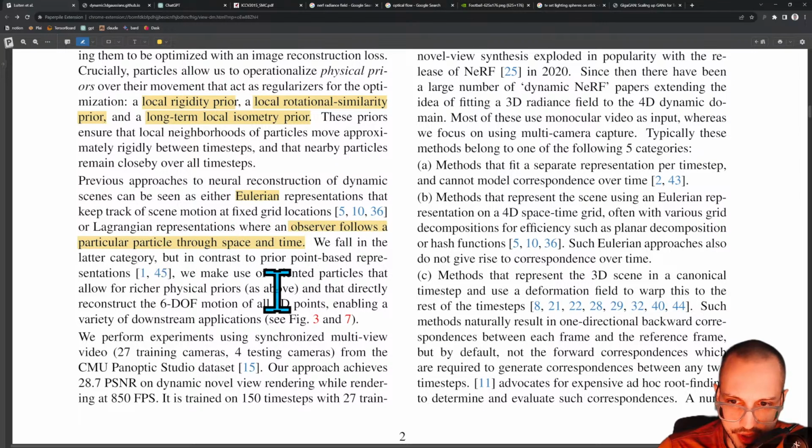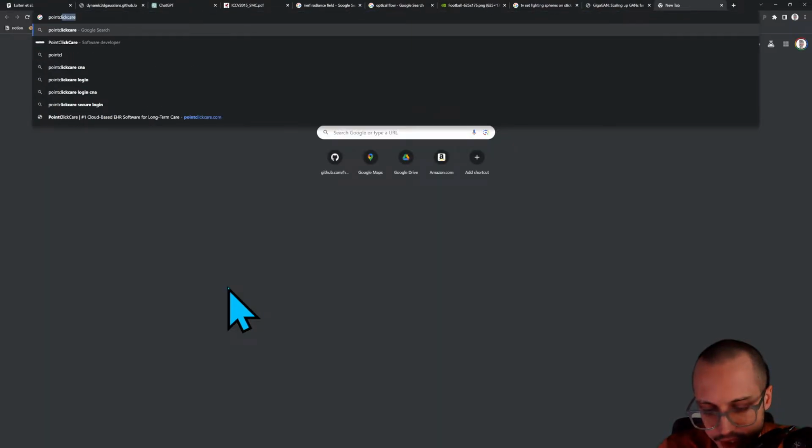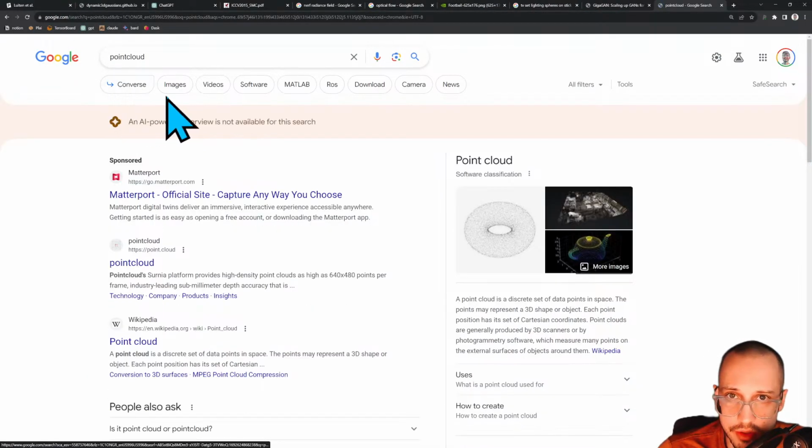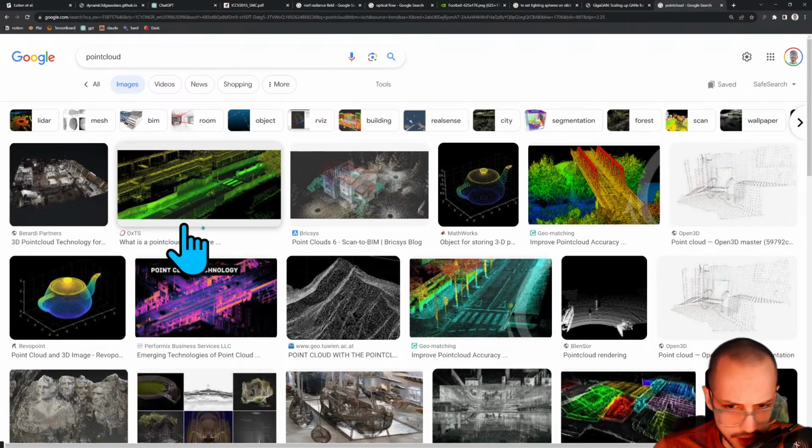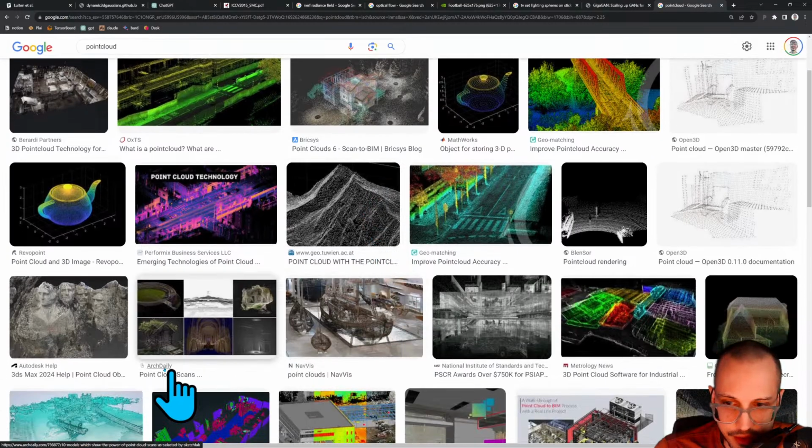We fall in the latter, but in contrast to prior point-based representations, we make use of oriented particles that allow for richer physical priors. So here they're talking about how normally when you are looking at, for example, a point cloud, right? A point cloud that comes out of a laser sensor on the top of an autonomous vehicle, right? So this is a point cloud, for example.